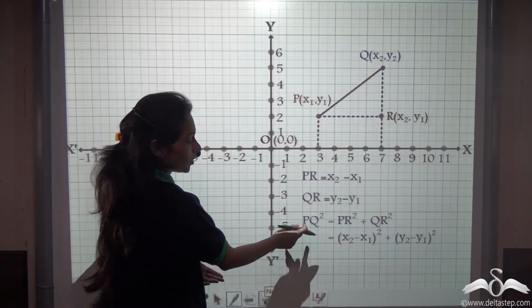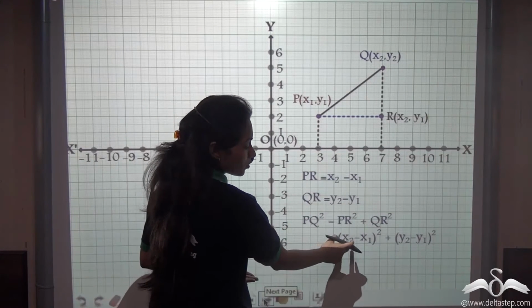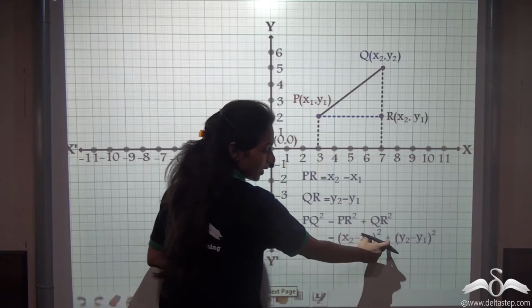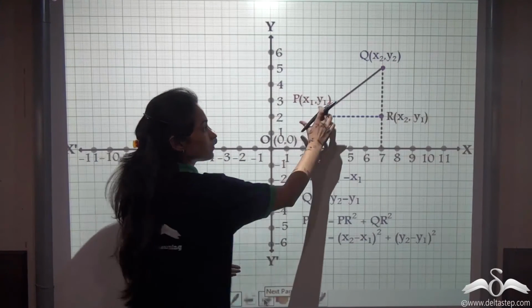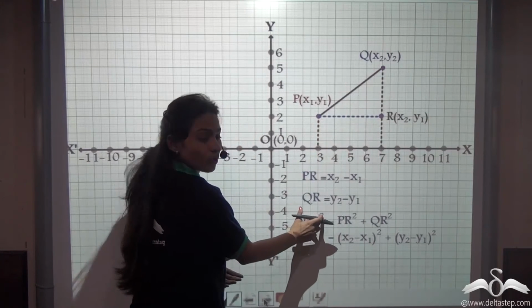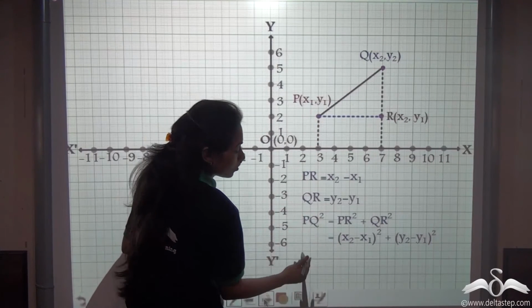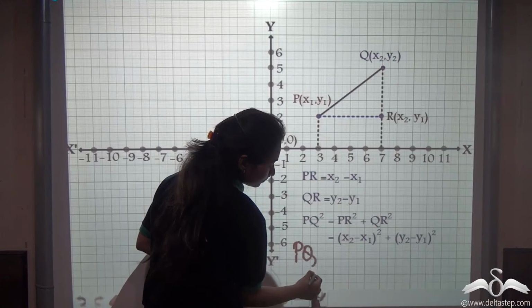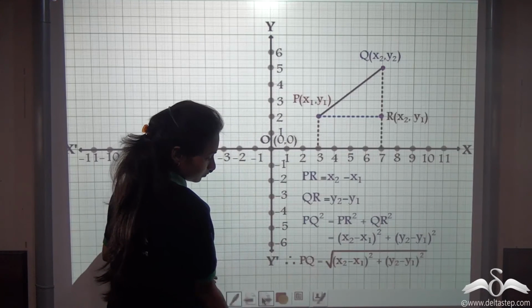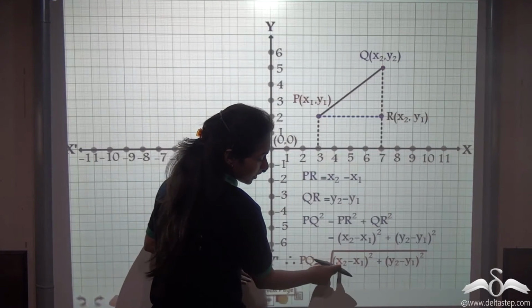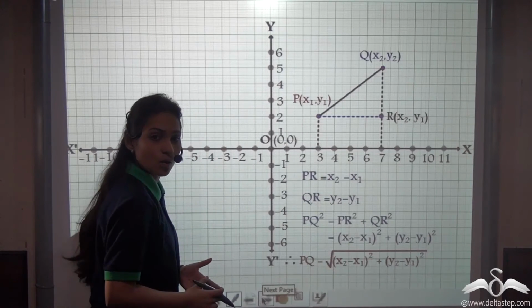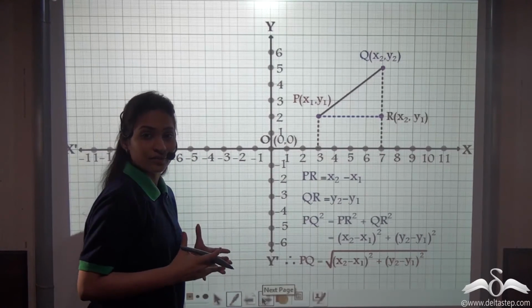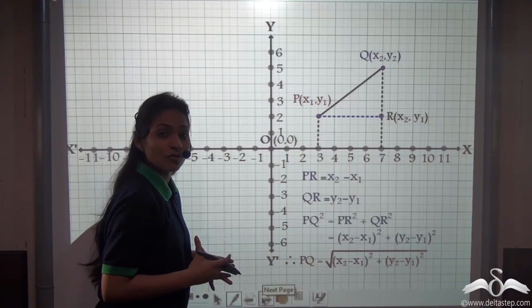So we got PQ square is what? (x2 minus x1) whole square plus (y2 minus y1) whole square. Now we need the distance between P and Q. So we need to remove the square from here. So PQ will be what? Root over (x2 minus x1) whole square plus (y2 minus y1) whole square. Now this is how we have derived the distance formula.